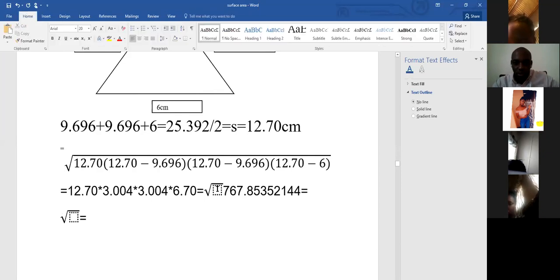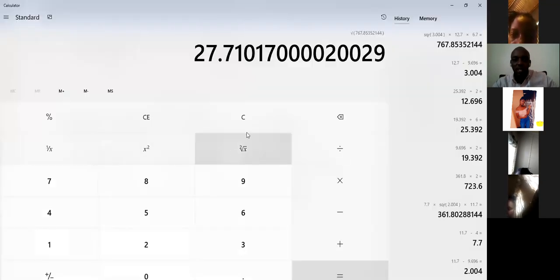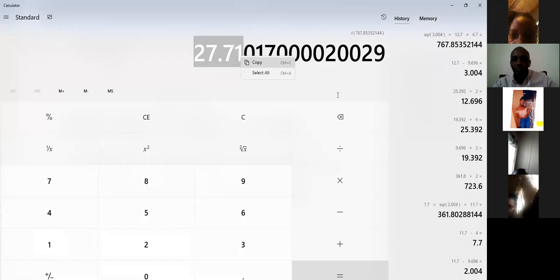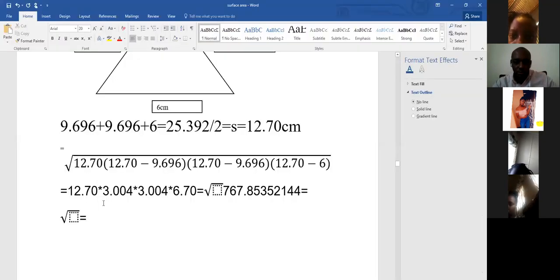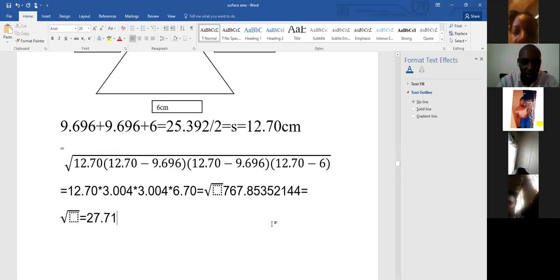So the square root there. So it should go in there, yeah? So the square root is, I can do it very quickly here. I come and find the square root of the answer, which is 27.71. Okay. Yes, this is centimeters squared.